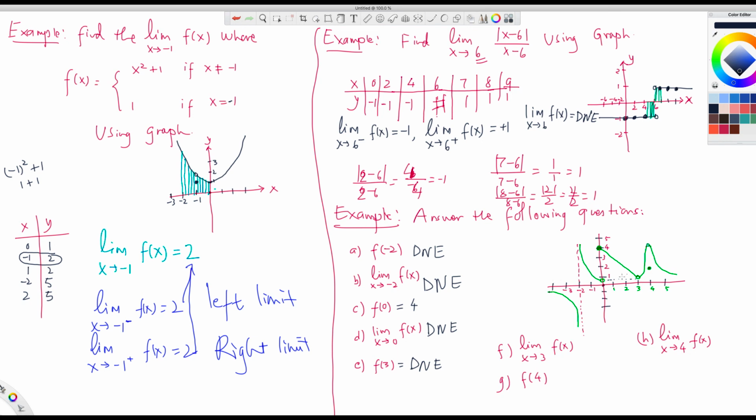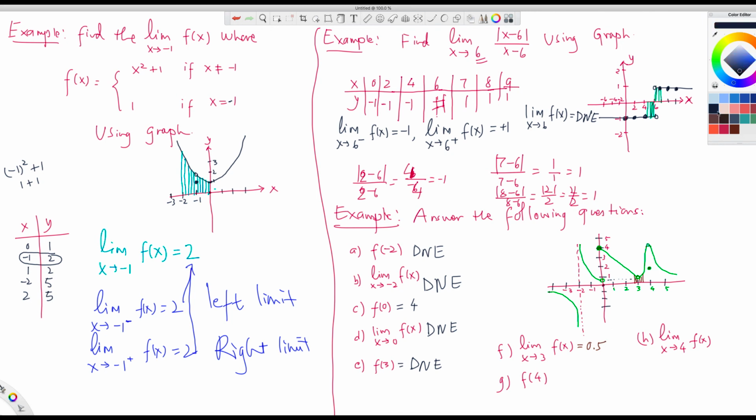Now how about the limit? You see that dotted line? When you go to 3 from the left, the height of the function is almost 0.5, right? If you go to 3 from the right, the height of the function is almost 0.5 as well. You see that? That is the height of the function getting close to 0.5 from both sides. So the limit is basically 0.5.